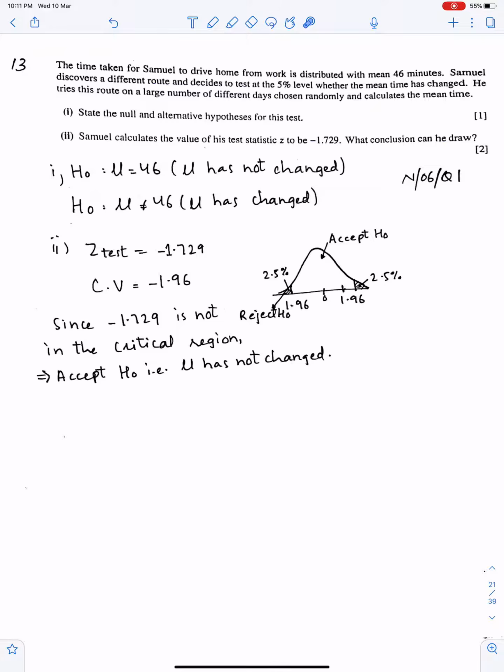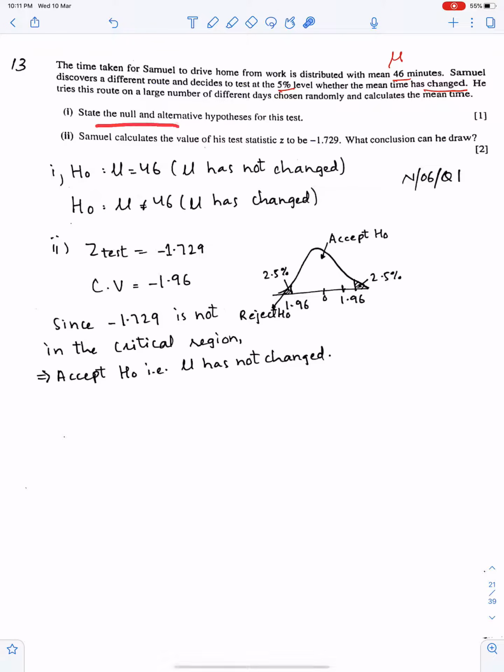Next question, 13. The time taken for Samuel to drive home from work is distributed with mean 46. Now the distribution is unknown. We are not sure whether this is normal or not normal. Samuel discovers a different route and decides to test at 5%. This means mu of the distribution, and this is alpha, has changed. H1 has this not equal sign, because of this change word. He tries this route on a large number of different days. Null and alternative: mu has not changed, mu has changed.